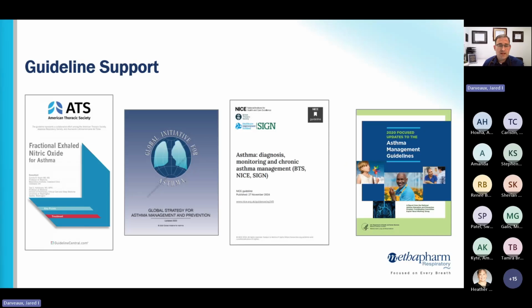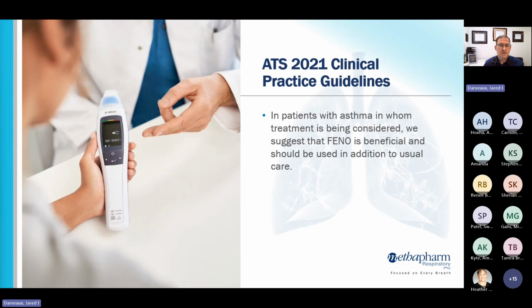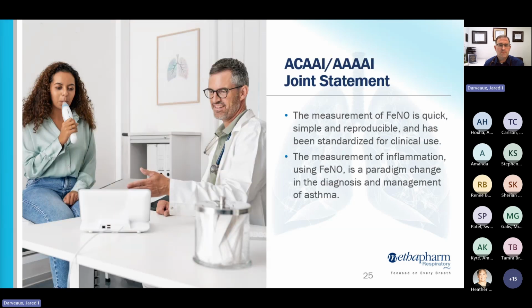So there's several different guidelines that support the use of ENO: the American Thoracic Society, the Global Initiative for Asthma, or the GINA guidelines, the NIH, and the U.S. Department of Health and Human Services. So we'll walk through some of these. The ATS says that for patients with asthma where you're considering treatment, they would suggest using an ENO really to guide whether or not to use inhaled corticosteroid or how much corticosteroid to use.